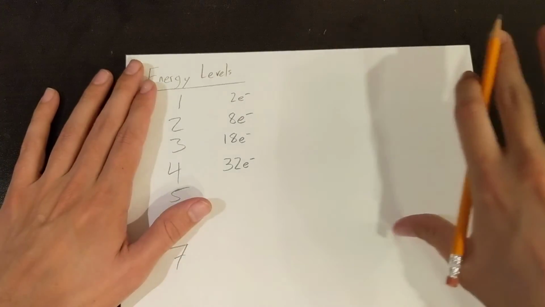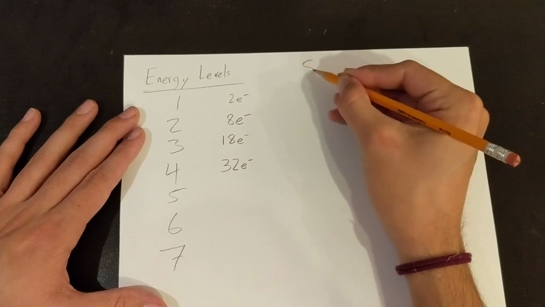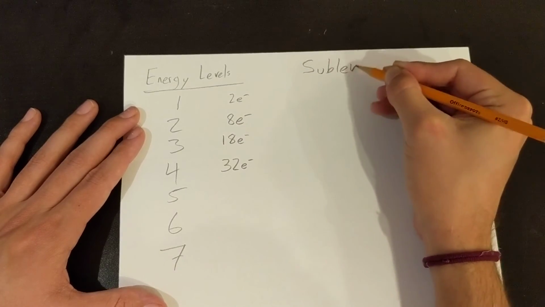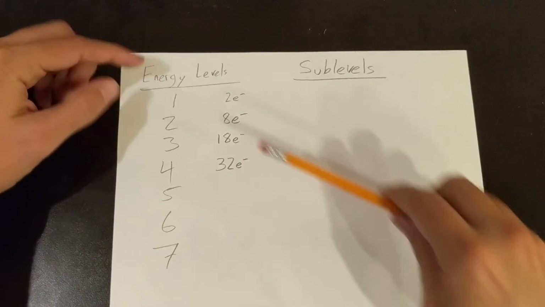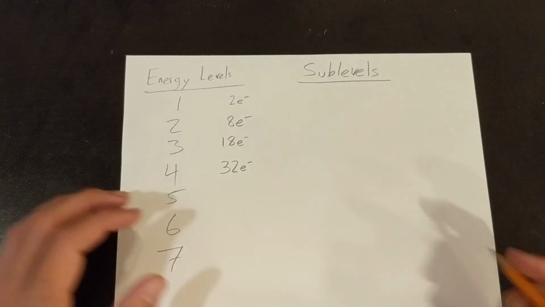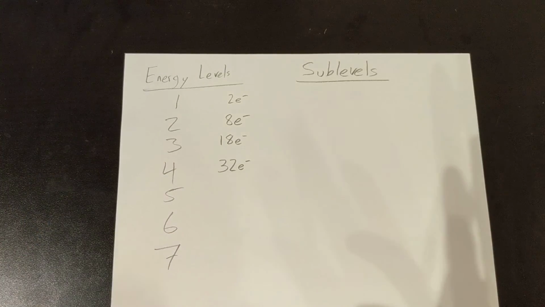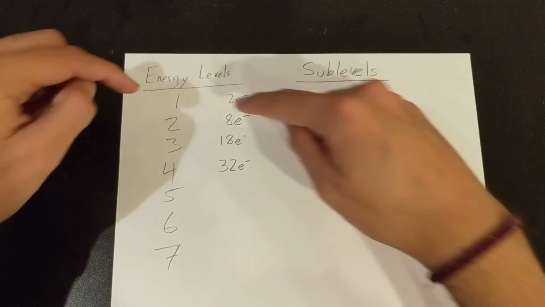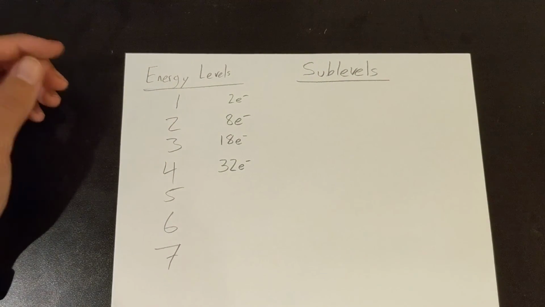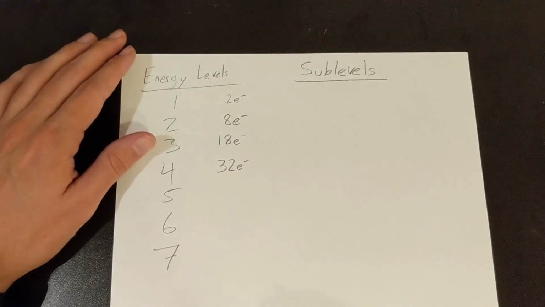Now we're going to move into something new. That should all have been a review. We're going to move into what a sub-energy level is. So we're going to write our sub-levels down here. We give our energy levels numbers, and our sub-levels we give letters. Let's back up a step here. Each of our energy levels will have as many sublevels as that number is. So energy level 1 will have 1 sublevel, energy level 2 will have 2 sublevels, energy level 3 will have 3 sublevels, and so on.